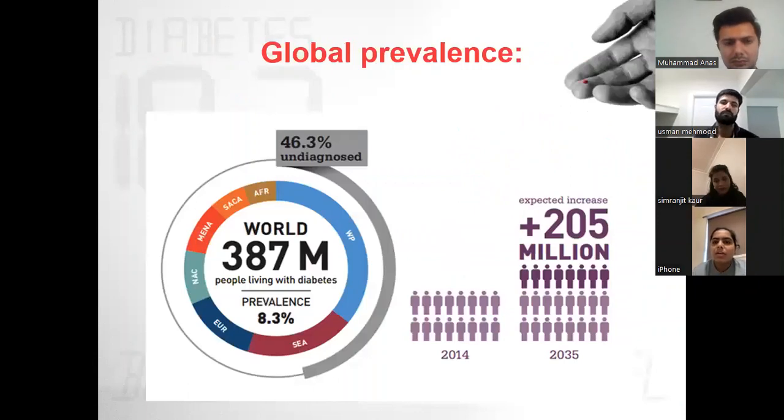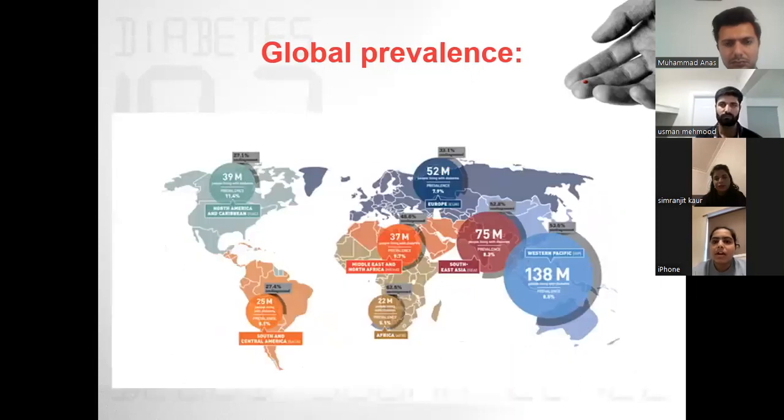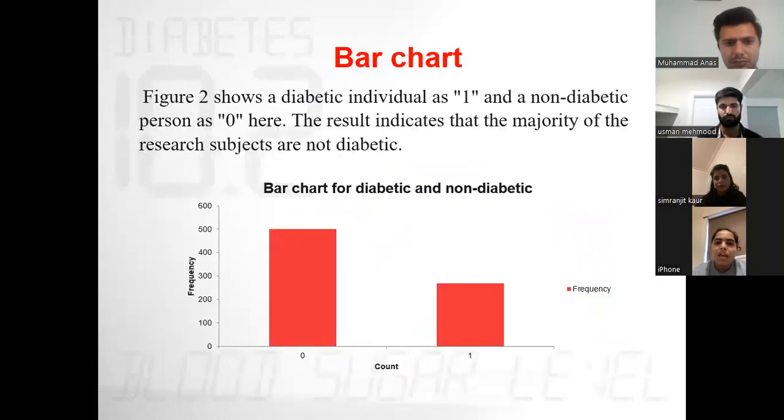This is the presentation of global prevalence, and in the next slide is the global prevalence graph. This is the bar chart for diabetes.